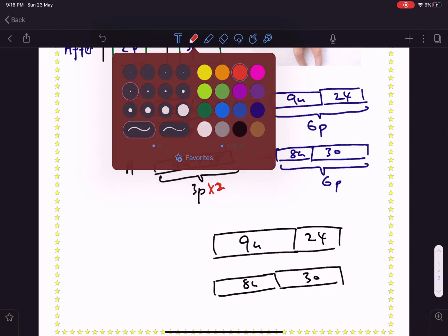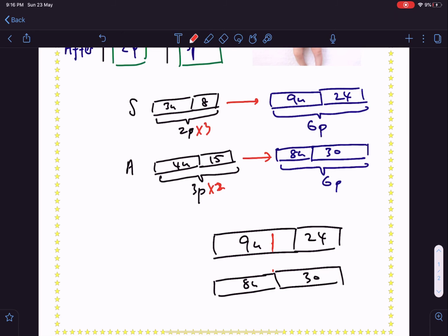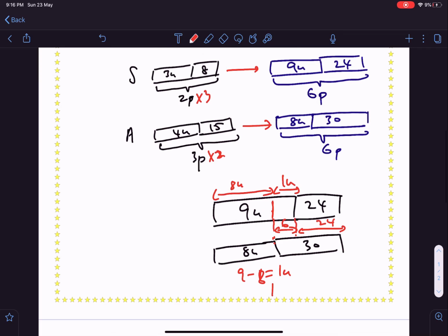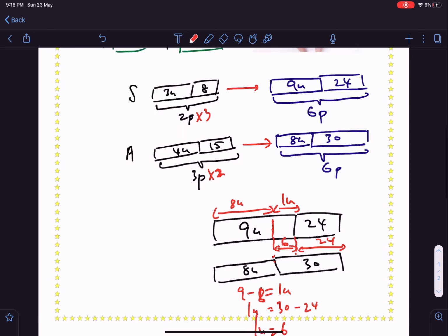So basically, how do we solve this? Backtrack here. This section is 8 units, which means this section is 1 unit, right? This section is 24. This section is 30 minus 24, which is 6. So 9 minus 8, sorry, 1 unit. 1 unit has a value of 30 minus 24. 1 unit has a value of 6.